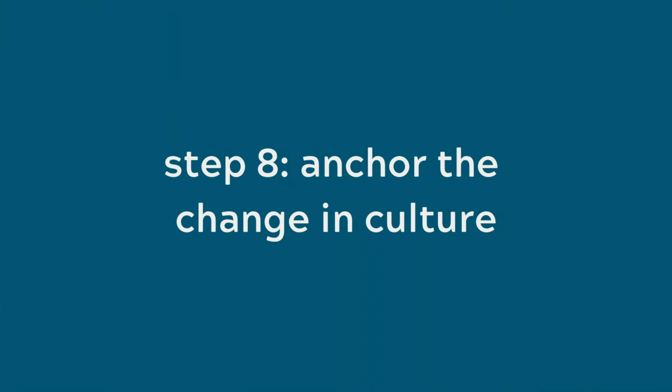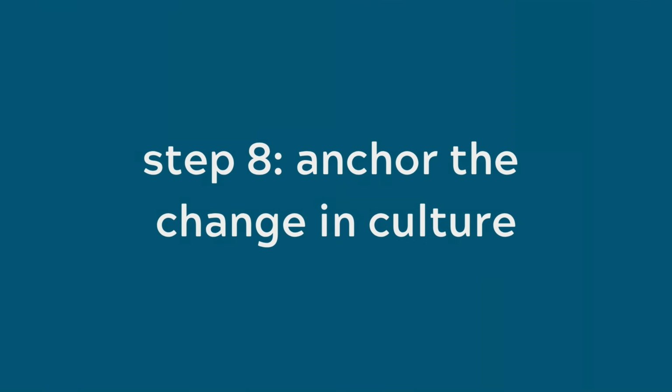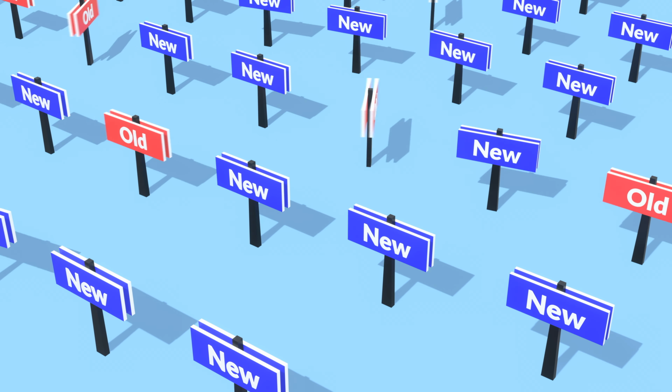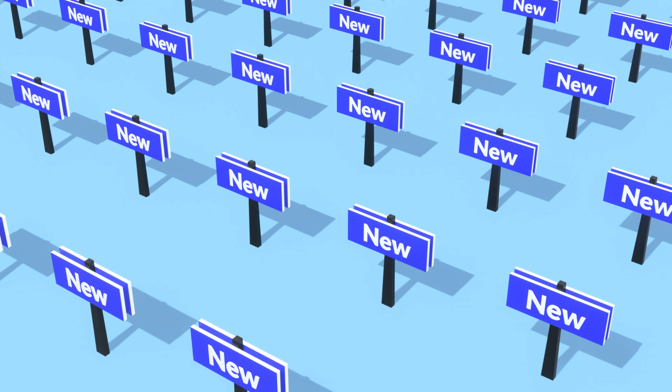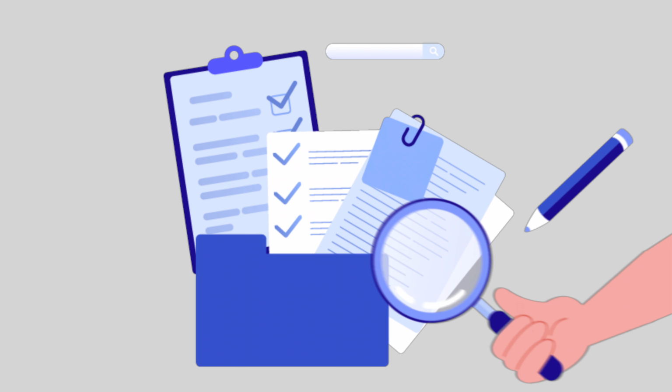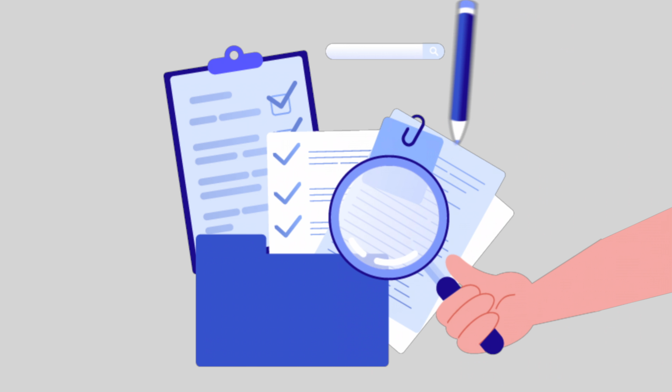The final step is to anchor the change in culture. This step focuses on embedding the change into everyday practice. For change to stick, it needs to become part of policies, workflows, expectations, and organizational culture. This might involve updating documentation, integrating the change into onboarding, and aligning incentives and evaluation systems. When a change becomes a part of how things are done, it's much more likely to be sustained over time.